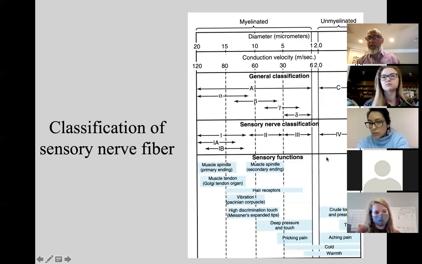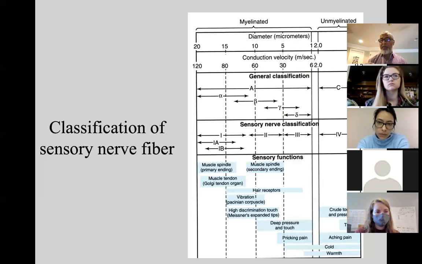And C fibers are unmyelinated fibers. Unmyelinated fibers will have less speed in the transmission of signal. Okay, and this one you may have to remember: A fibers and C fibers. Within A we have A alpha, A beta, A gamma, A delta. You don't have to memorize the ranges. Just remember that A alpha is the highest diameter, A beta is second, A delta is the smallest diameter within the myelinated nerve fibers.